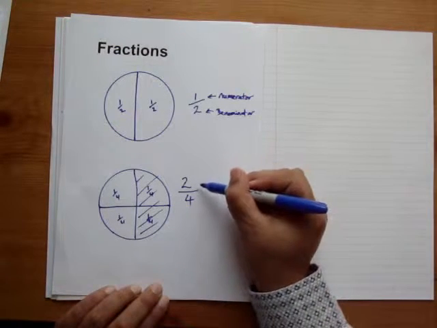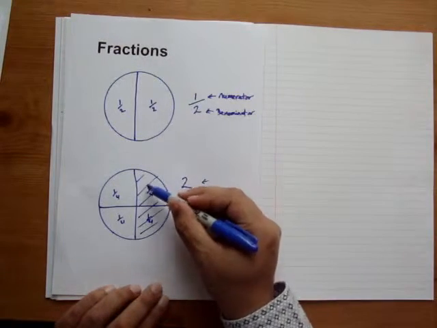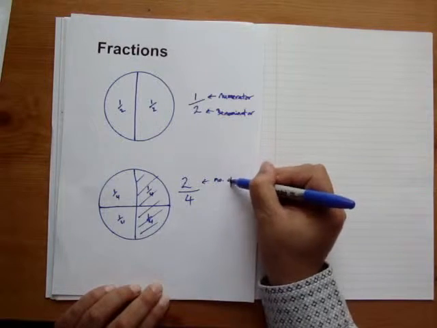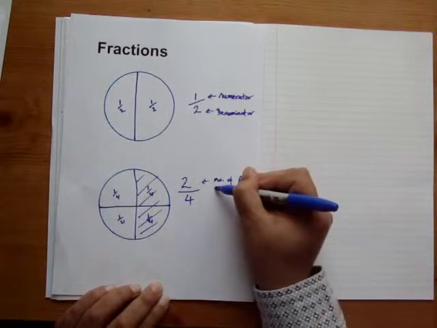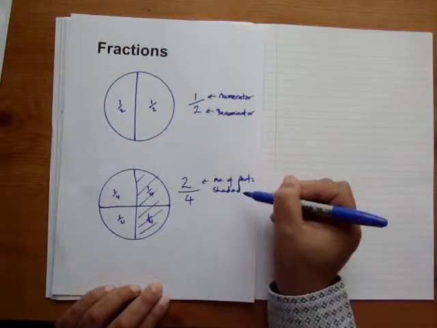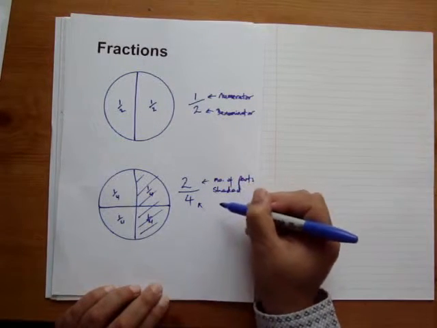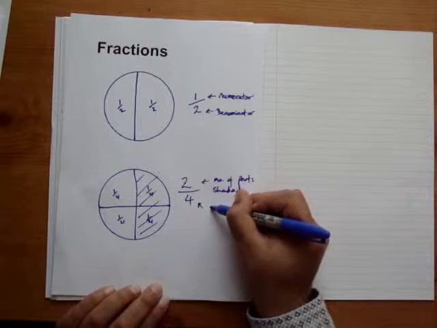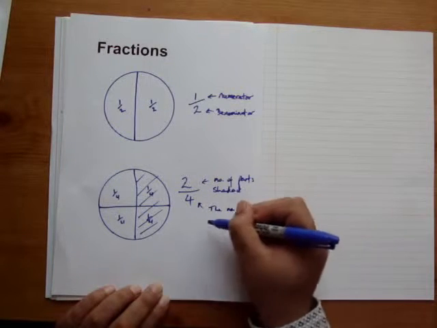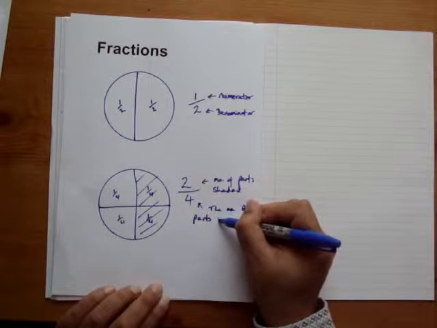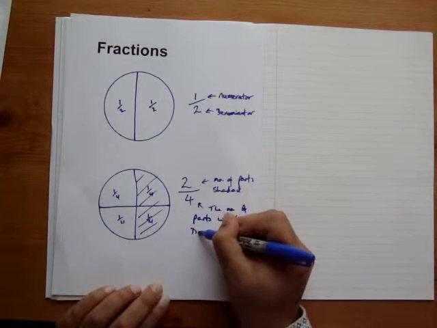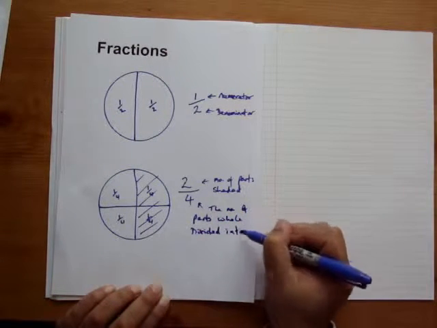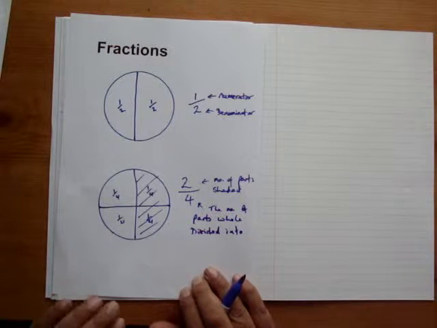this 2 can represent the number of parts that we're interested in. So this is the number of parts shaded, and then this part, the denominator, is the number of equal parts the whole circle is divided into. And we represent this as 2 over 4.